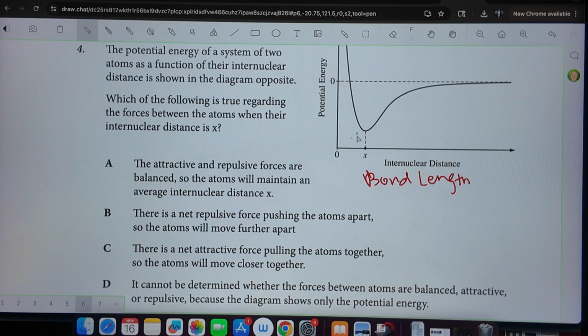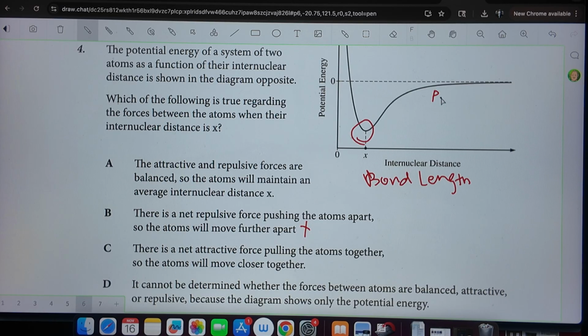The attractive and repulsive forces are balanced, and so the atoms will maintain an average internuclear distance. That sounds about right. The net repulsive force pushes the atoms apart. No, this is definitely not it. When they are pushed apart, they would be up here, generally here. And you see that in the other images earlier in the chapter.